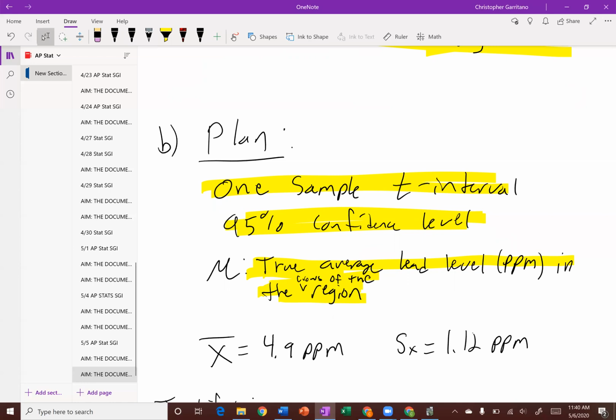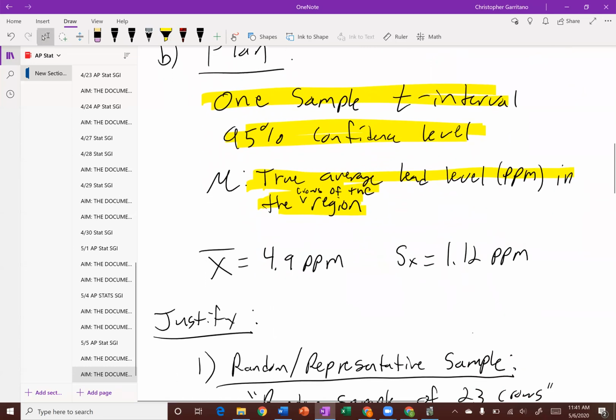Now, in order to be able to build a confidence interval, I have to ensure that I'm allowed to use the t distribution. So I have to check conditions. This is not an option. You must do it. All right, so justify.